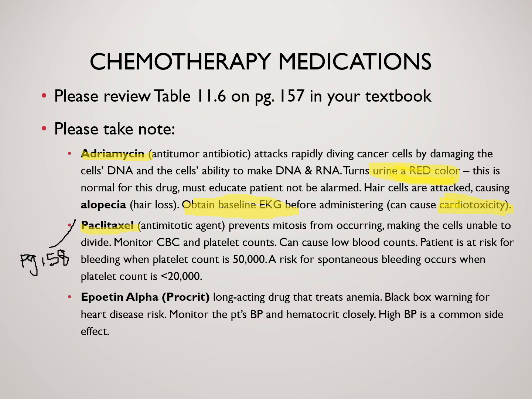So paclitaxel, this is an antimitotic agent, and it is preventing mitosis from occurring. So it makes the cancer cells unable to divide. This medication is known for causing low platelet counts. So the patient is at risk for bleeding. You want to monitor their CBC and platelet counts.